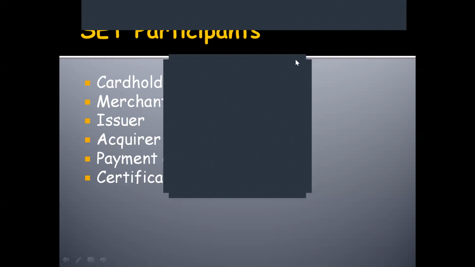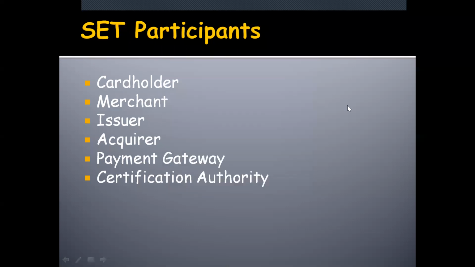Okay, fine. So here there are different participants. Who are those participants? Cardholder, who has the card and who requires to purchase things from the merchant. Second is the merchant, who is going to sell those things to the cardholder. Then issuer, acquirer, payment gateway, and certificate authority. I'm going to explain all of those one by one.